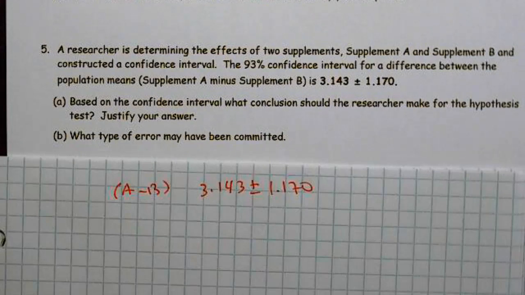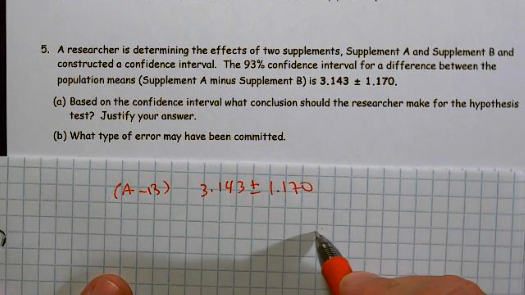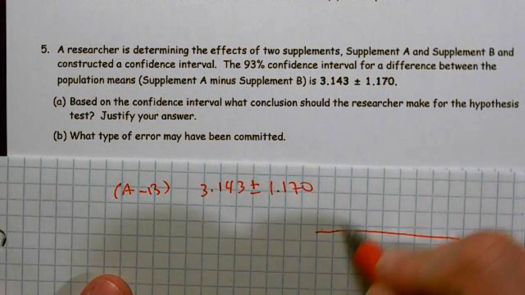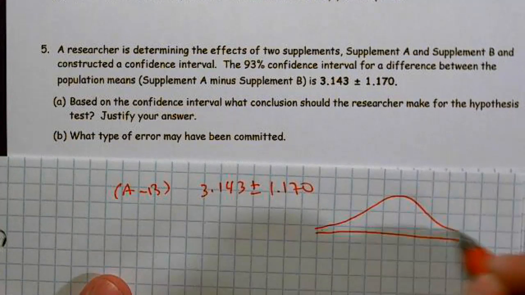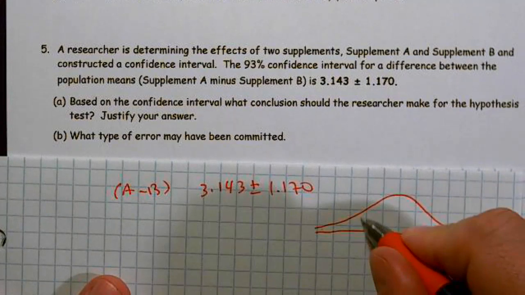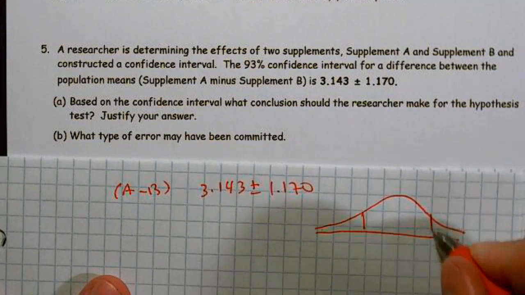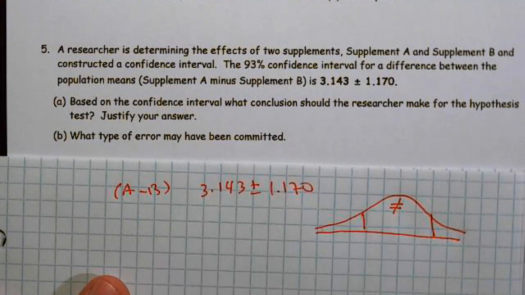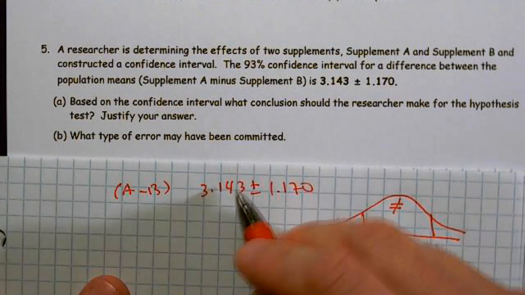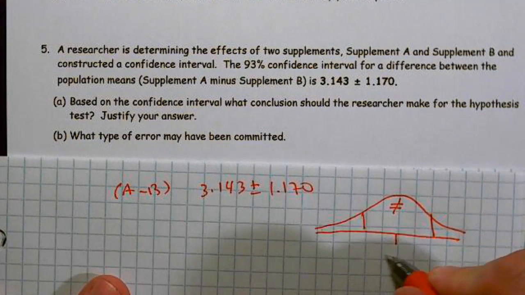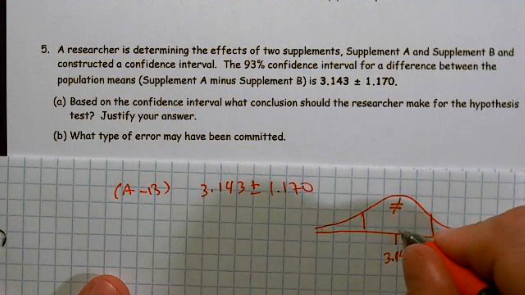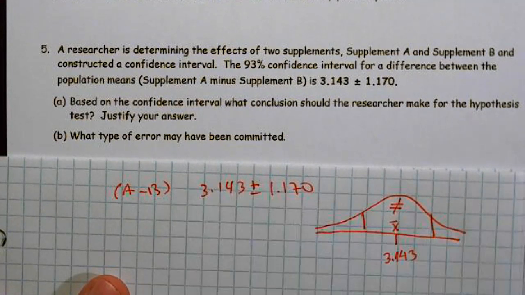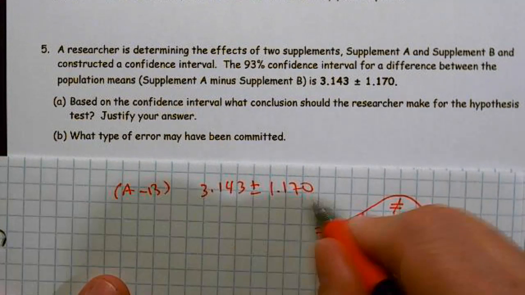Well, first off, let's go ahead and draw that. We know that we're going to have a lower bound and an upper bound for any confidence interval. And we also know they're all two tails, so they're always going to be not equal. And this is going to be centered on 3.143. So that's my center. So this is my X bar. That's where I got that from.